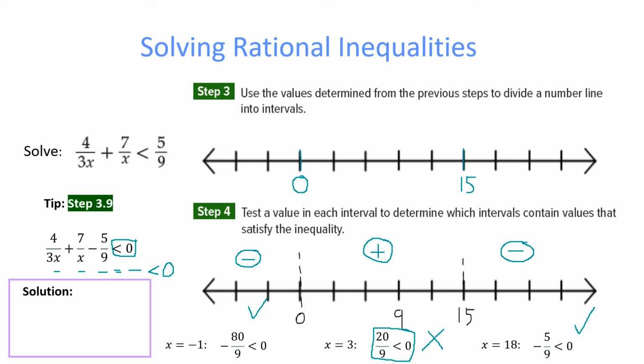So what is the solution then at the end? Well, we checked that the inequality works for all the numbers less than 0 and all the numbers greater than 15. So we can write the solution that x is less than 0 and x is greater than 15, or in interval notation, from -infinity to 0, union 15 to positive infinity.